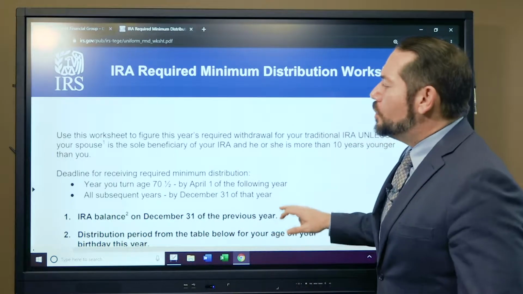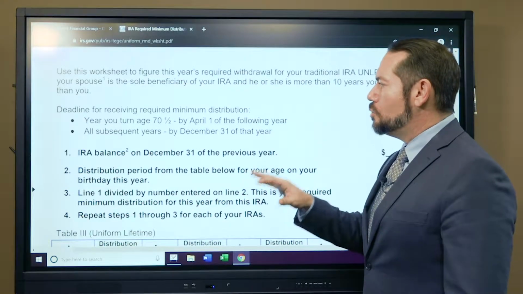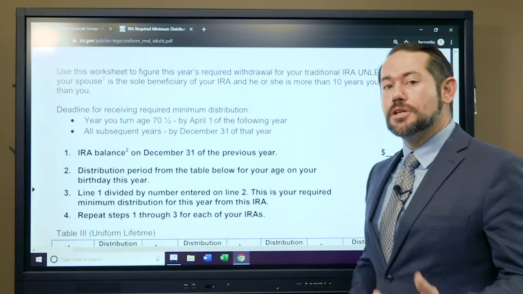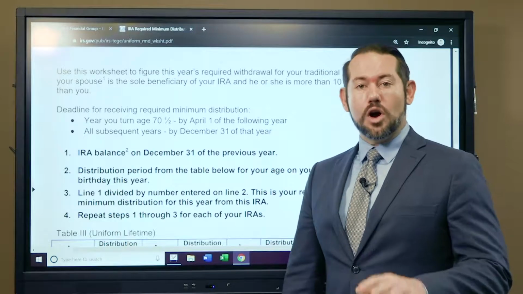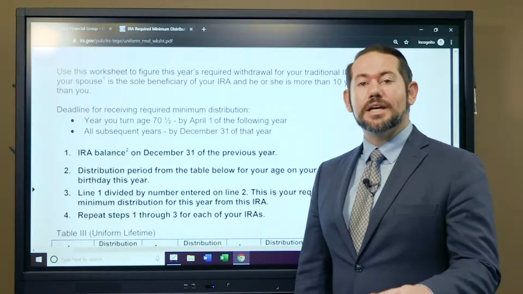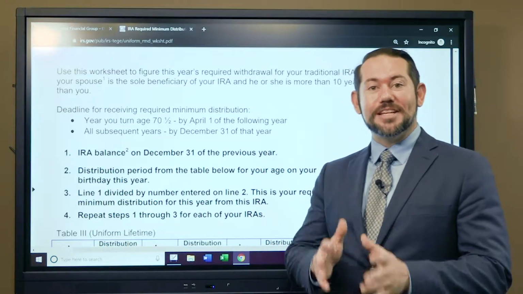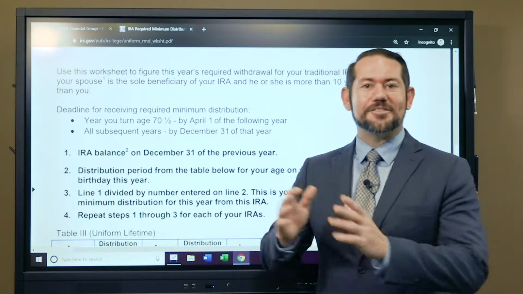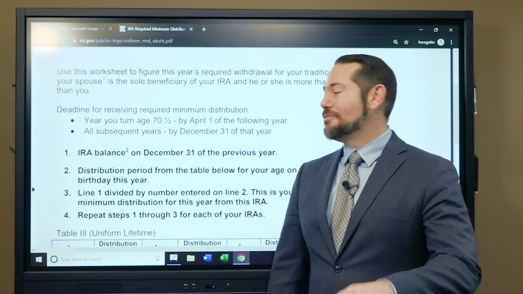So, the first thing we have to do when it comes to required minimum distributions is determine our required beginning date, or RBD. Under current law, it's age 70 and a half. That's 70 and 6 months. Not 70, not 71, but 70 and a half.